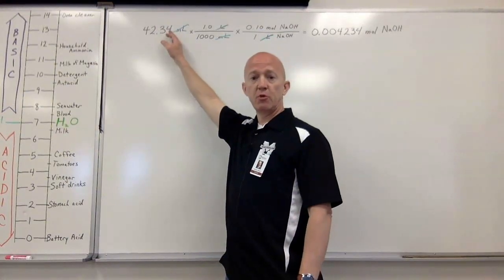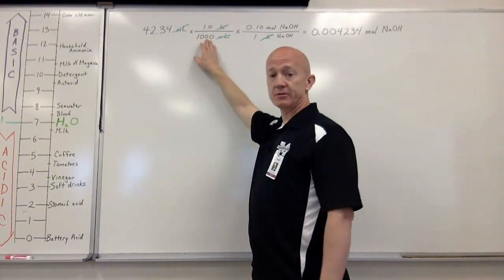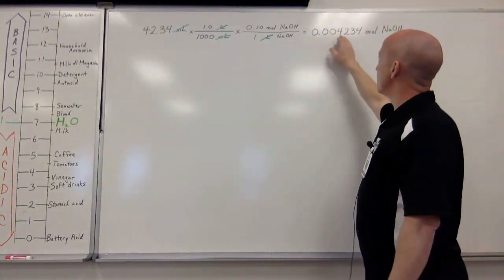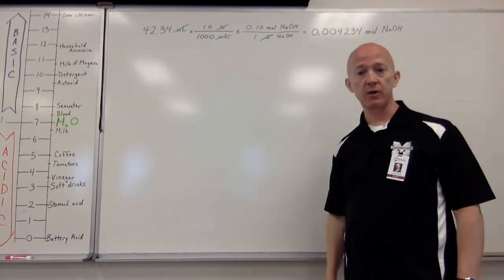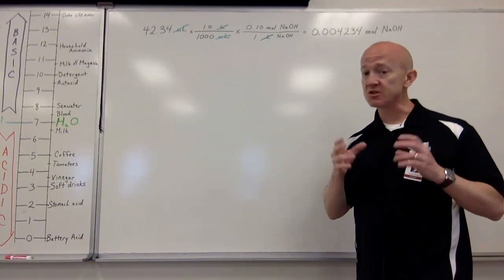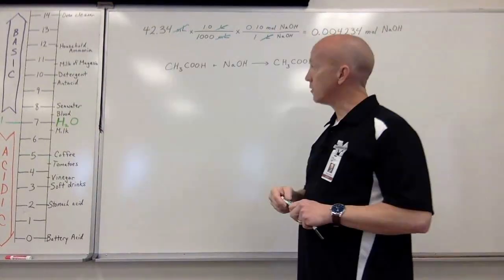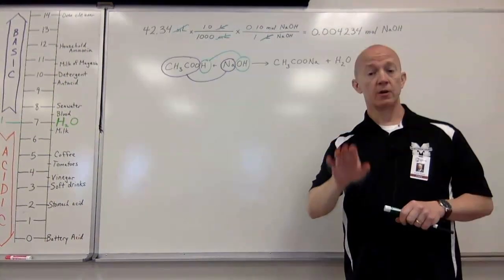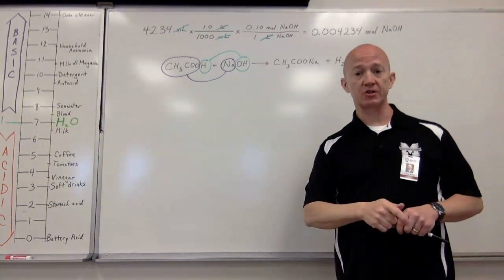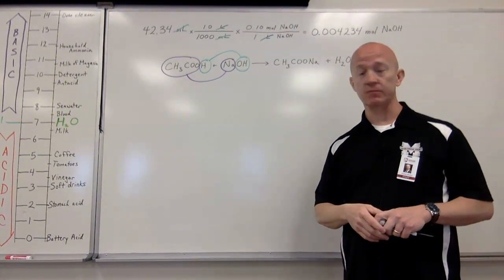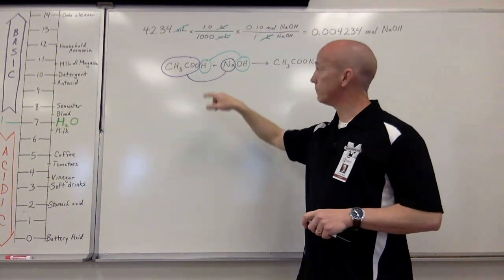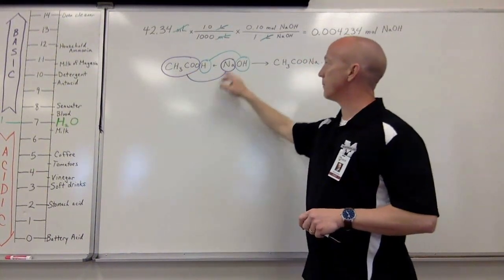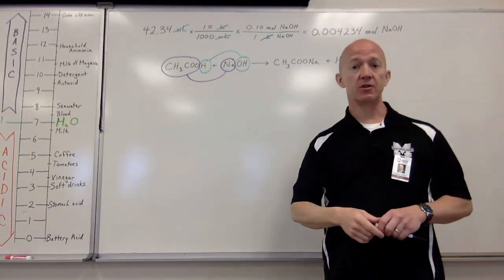So when we take 42.34, divide it by 1,000, and multiply by 0.1, we get 0.004234 moles of NaOH. Remember, that's going to be the same amount of moles of acetic acid. So for every 1 mole of acetic acid, we need 1 mole of sodium hydroxide. Notice that this neutralization reaction is a double replacement reaction. We're simply trading partners, aren't we? The hydrogen pairs with the hydroxide and gives us water. The acetate ion pairs with the sodium and gives us the salt, sodium acetate.